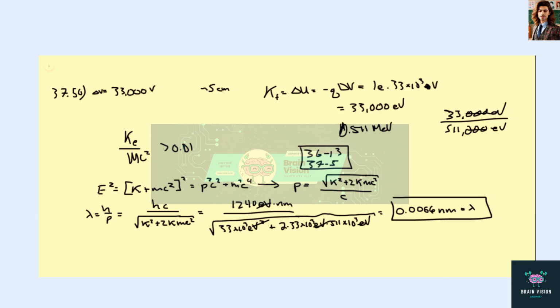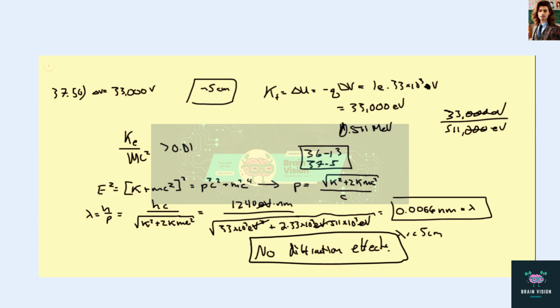Awesome. And now, how does this compare to the size of the neck? Well, the size of the neck is roughly 5 centimeters, so this is much, much smaller, which means no diffraction effects, or whatever diffraction effects there are going to be negligible. Awesome.